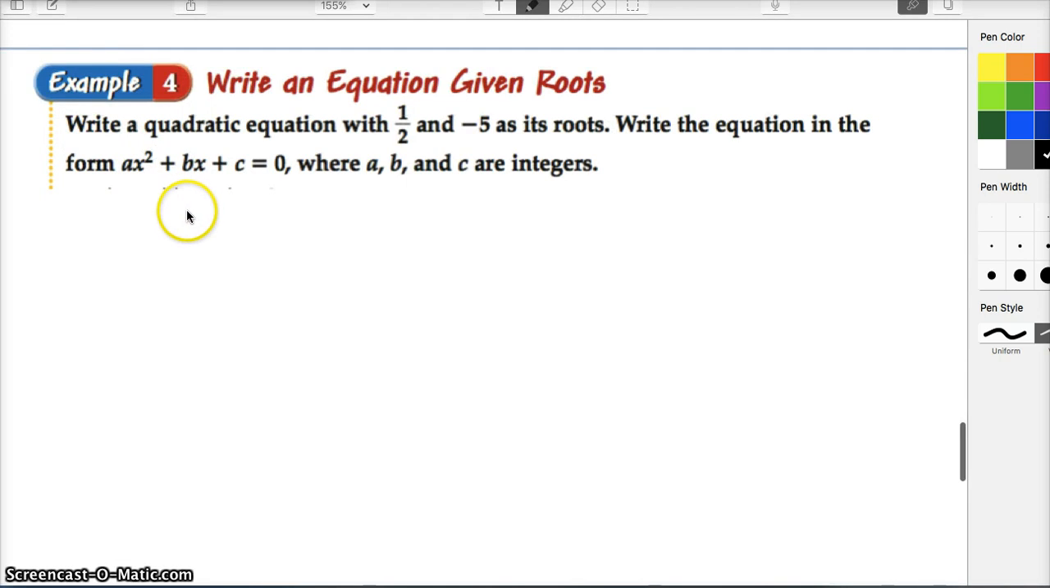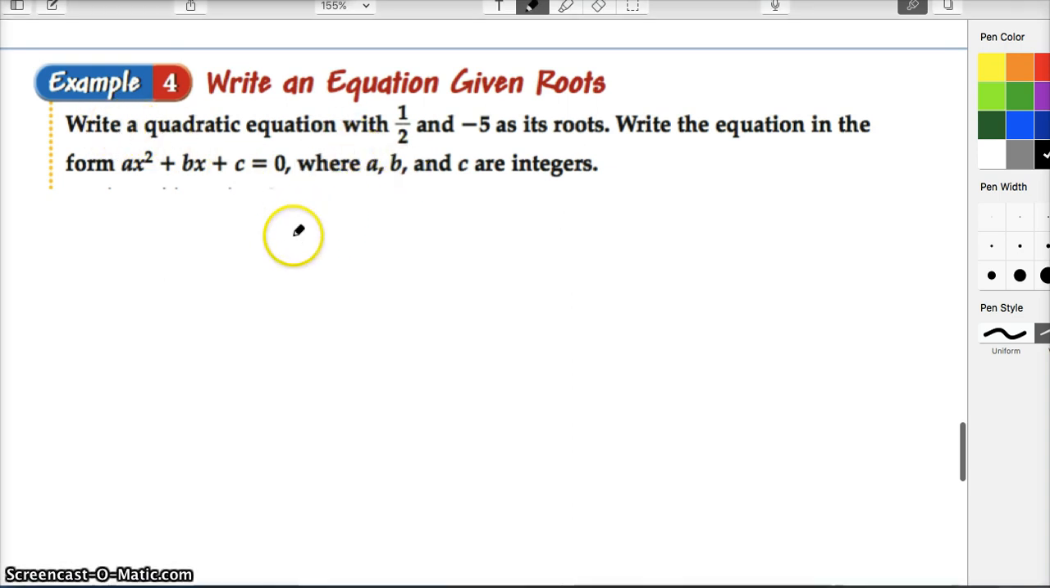So all things being all things, we're going to go kind of backwards here where we talk about example 4, which is to write an equation given roots. Write a quadratic equation with 1/2 and negative 5 as the roots. Then you're going to write the equation in the form ax squared plus bx plus c equals 0, where a, b, and c are integers. This feels like standard form in a way. Standard form, linear standard form, if you remember when we did linear equations. Anyway, so let's go. Write an equation, and here are my roots.